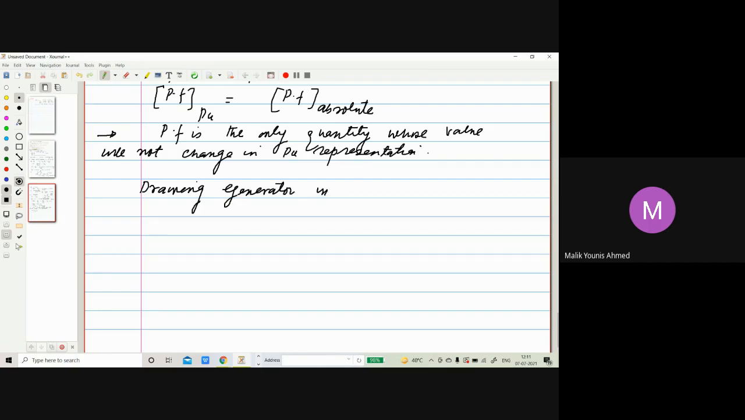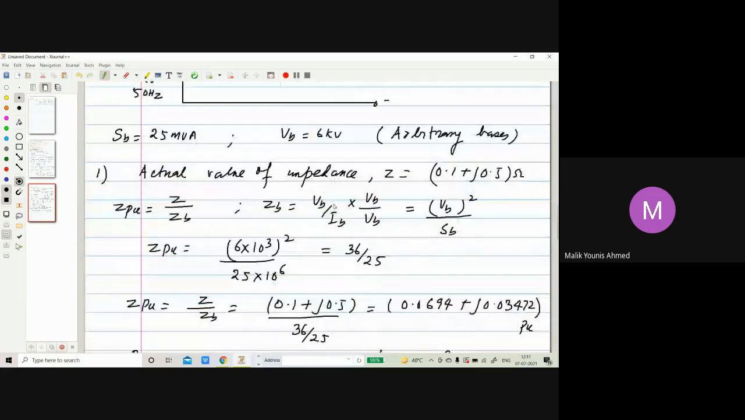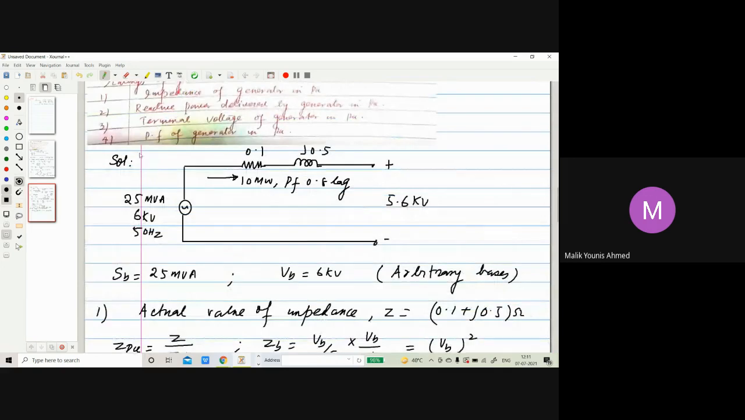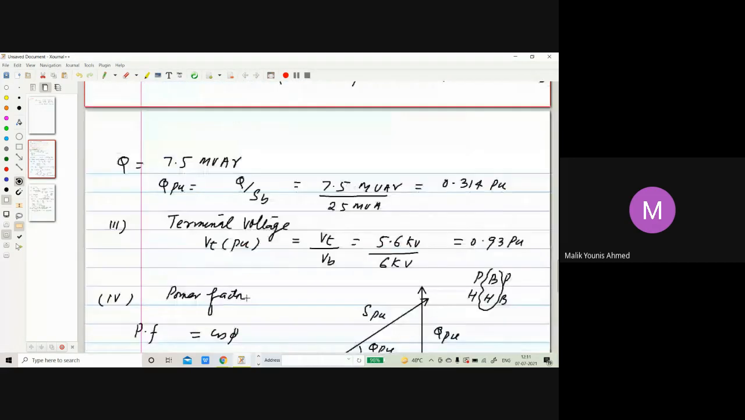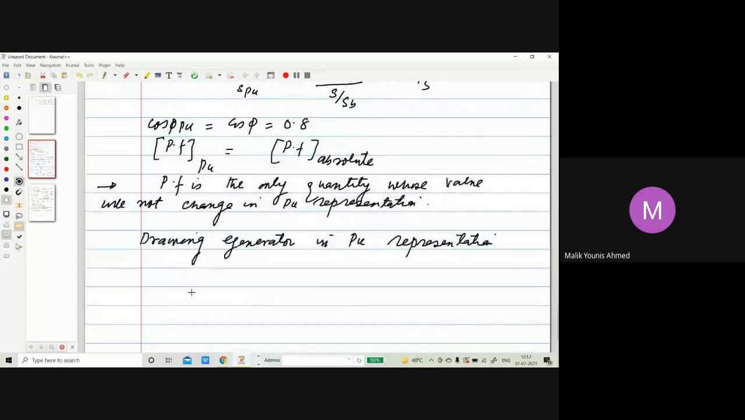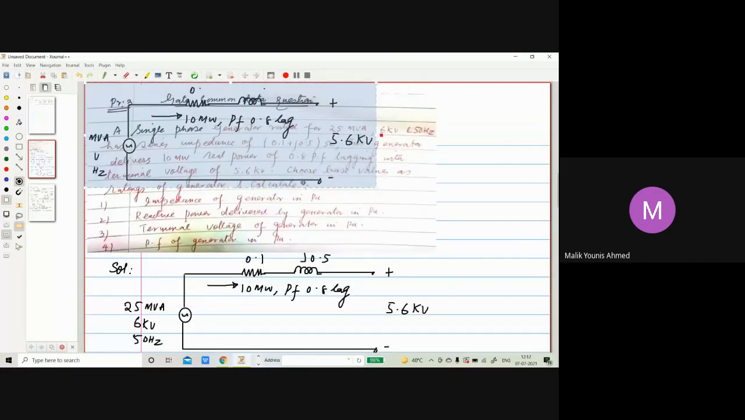Generator in PU representation. This is the PU representation we have. So what we can do, we can copy this and we can change the values. Here I can copy this. Okay, we need to copy it. Paste it here.